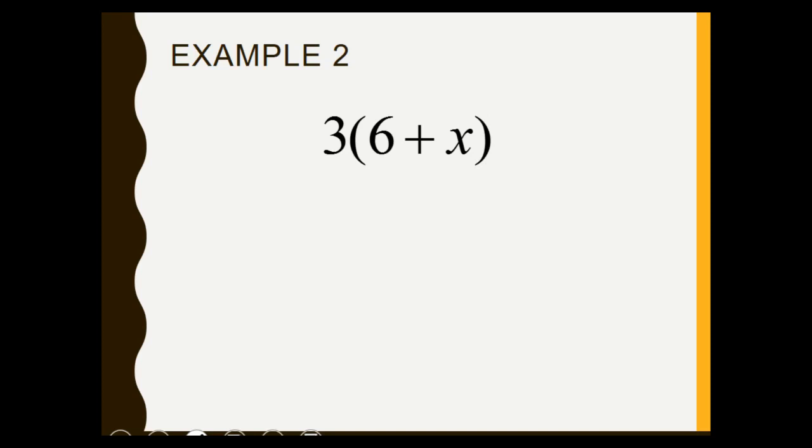Now, let's look at an example of multiplying a monomial times a binomial. Looks very easy because you've already done it. We know that to multiply this, we're going to use distributive property. So 3 times 6 is 18. 3 times x is 3x.